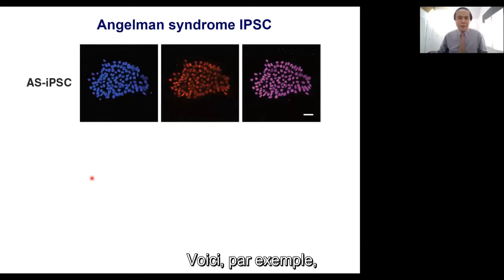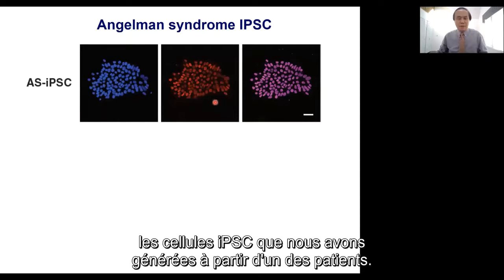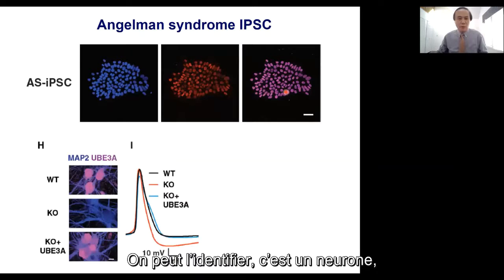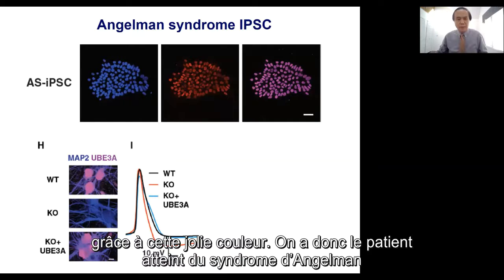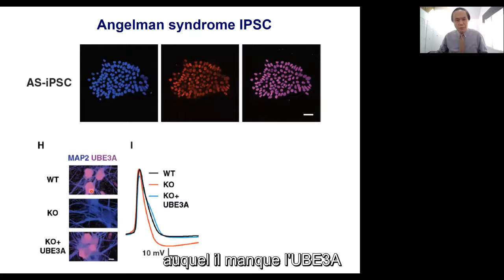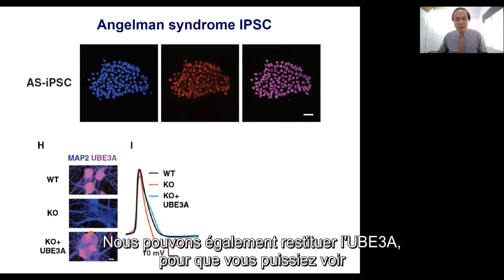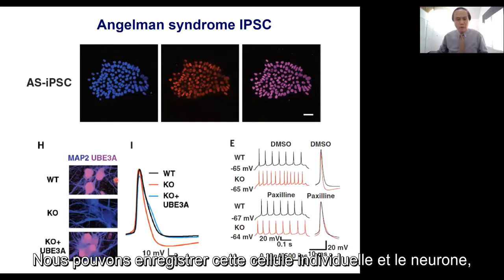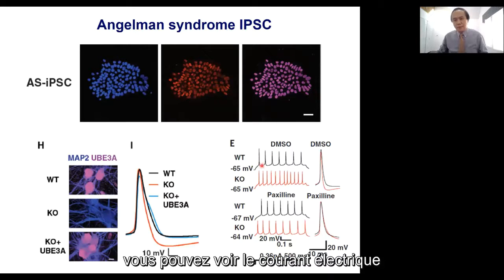So for example, this is an iPSC cell we generated from one of the patients. This is the final product of the iPSC, and we can also differentiate this into neurons, with beautiful color. So we have the Angelman patient, which is clearly missing the UBE3A. UBE3A is the pink color. We can also bring the UBE3A back, so you can see, we call it rescue of the phenotype. We can record in this individual cell, the neuron, and you can see the electric current.